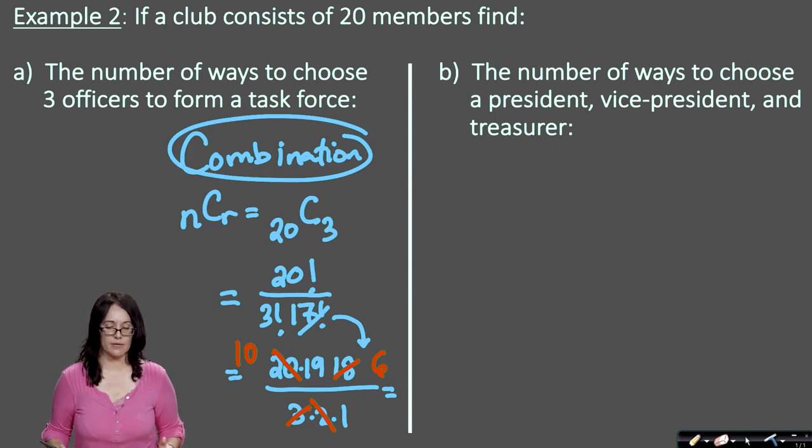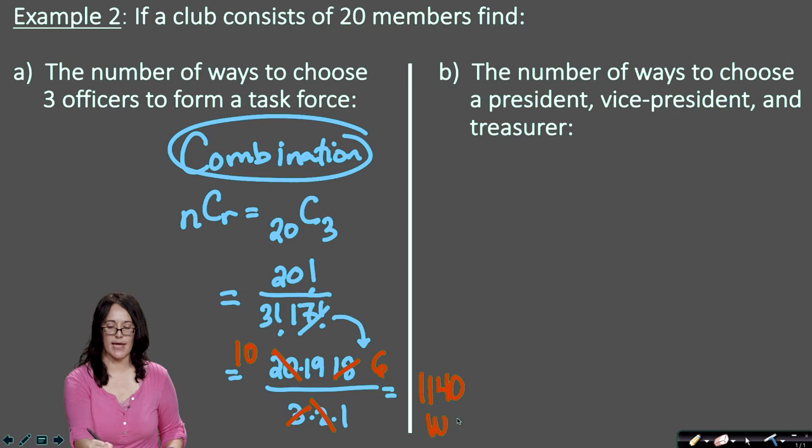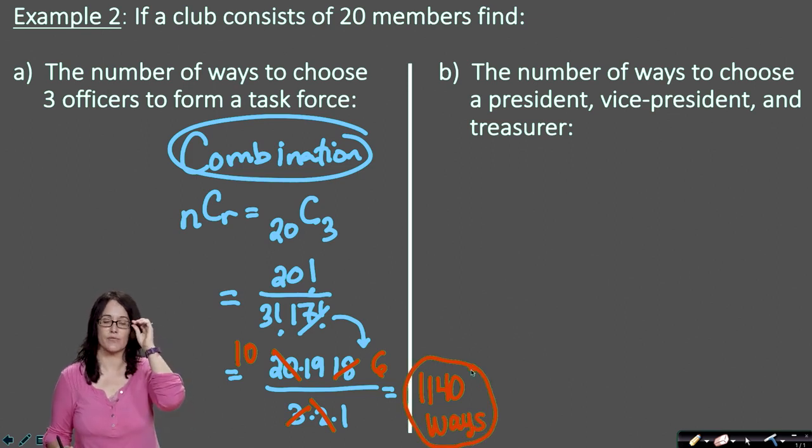What does that leave me with? Well, it leaves me with 10 times 19, which is 190, times 6. So my answer in example 2a here should be 1,140. So 1,140. This is the number of ways that you should be able to select a 3-person task force from 20 members in your club, assuming that the order did not matter.